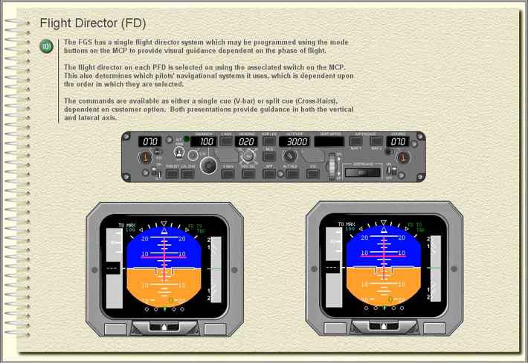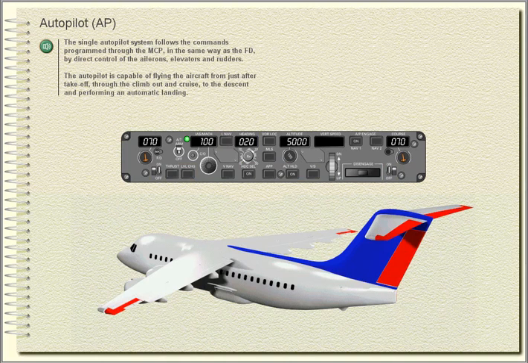The commands are available as either a single cue, V-bar, or split cue, crosshairs, dependent on customer option. Both presentations provide guidance in both the vertical and lateral axis.